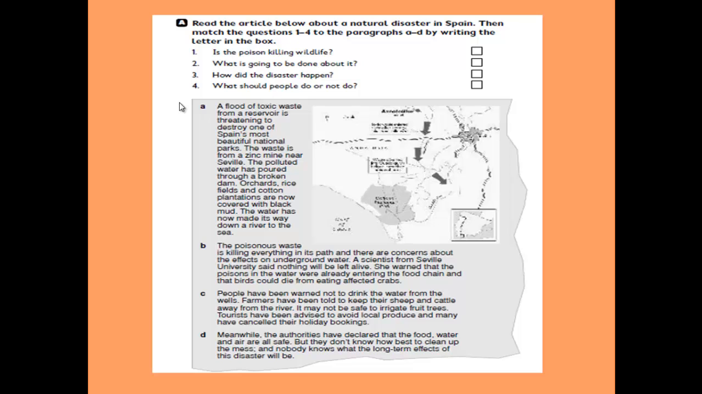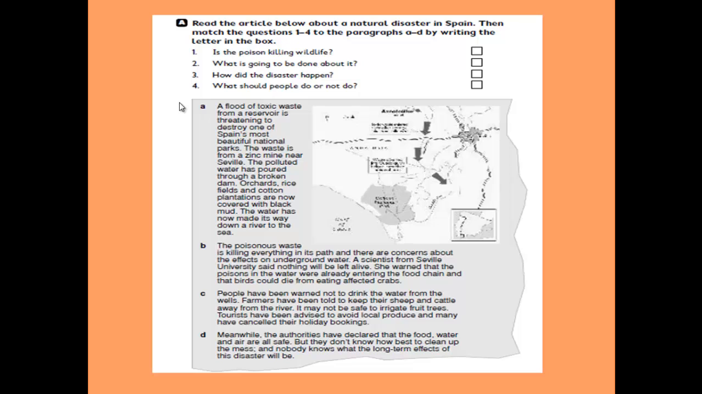A flood of toxic waste from a reservoir is threatening to destroy one of Spain's most beautiful national parks. The waste is from a zinc mine near Seville. The polluted water has poured through a broken dam. Orchards, rice fields, and cotton plantations are now covered with black mud. The water has now made its way down a river to the sea.